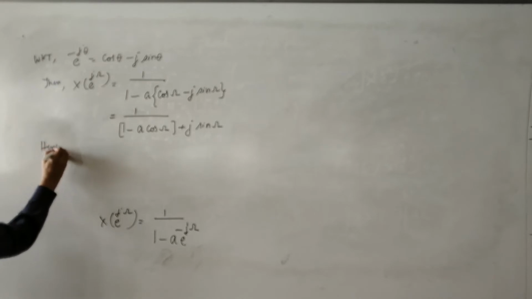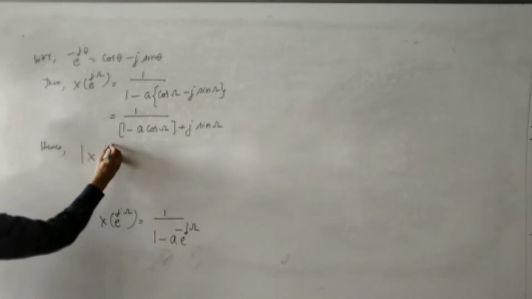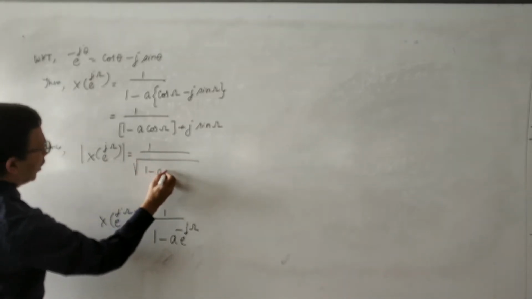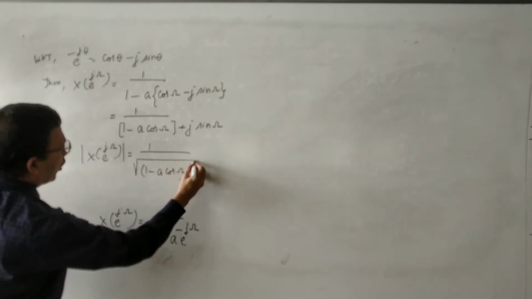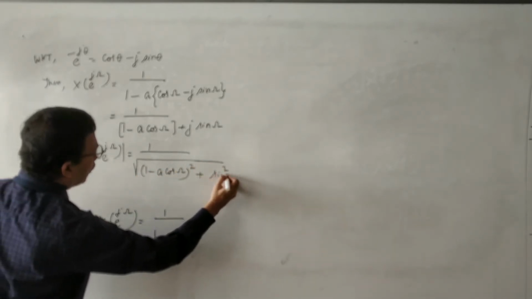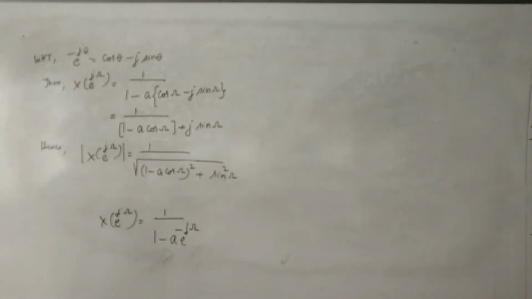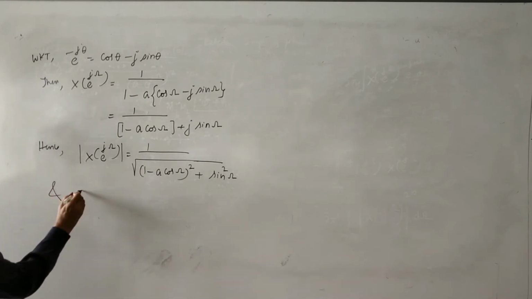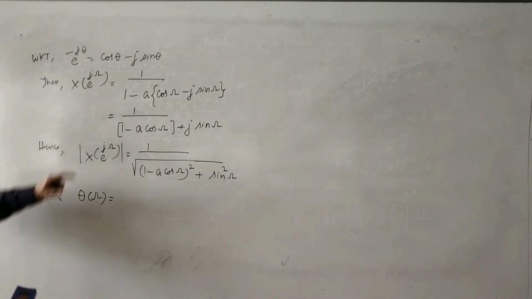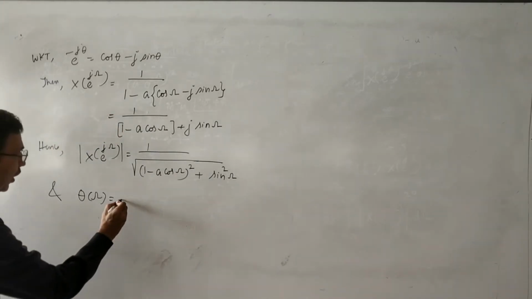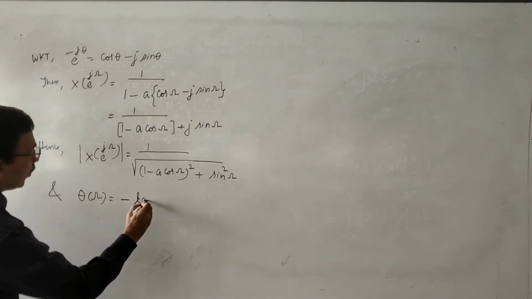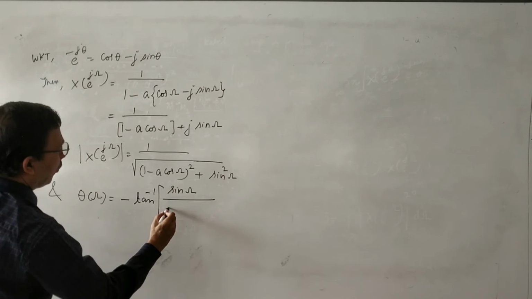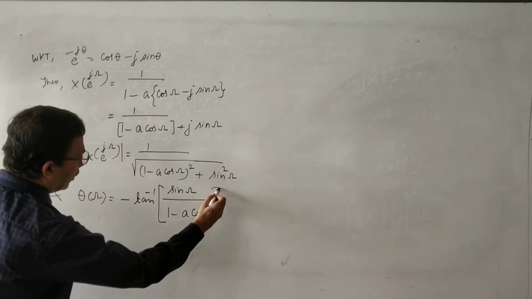Hence, magnitude of X of e power j omega equals 1 over the square root of real part square, that means 1 minus a cos omega whole square, plus imaginary part square. This gives the magnitude. What is phase? Phase theta of omega: a complex number is in the denominator. Therefore, the angle is minus tan inverse of imaginary part, which is a sin omega, divided by real part, which is 1 minus a cos omega.